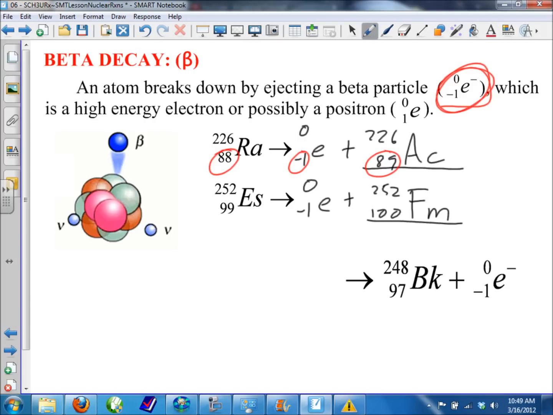For our third example here, we've got 248 and 0. Therefore, we know the reactant side, the mass is going to be 248. For our third one, we've got 97 and -1. That is equal to 96. If we take a look on our periodic table, 96 is curium, so Cm.